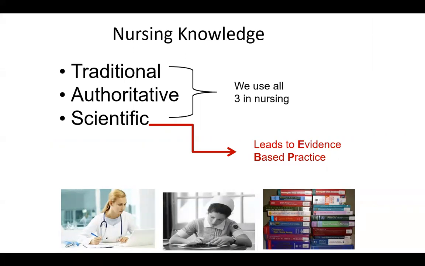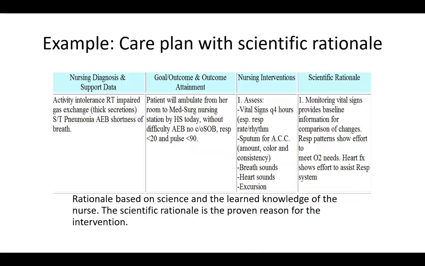Authoritative knowledge comes from an expert and is accepted as truth based on the person's expertise. An example: a new nurse hired on a unit is taught a shortcut to do a process by a seasoned nurse. The seasoned nurse is seen as an expert in the eyes of the new graduate nurse, so the knowledge is authoritative. Okay? And then scientific knowledge is arrived at through the scientific method, using research, where we test new ideas. So in nursing school, you're going to get authoritative and scientific. Our nursing interventions are based on scientific rationales to back up why we do what we do.